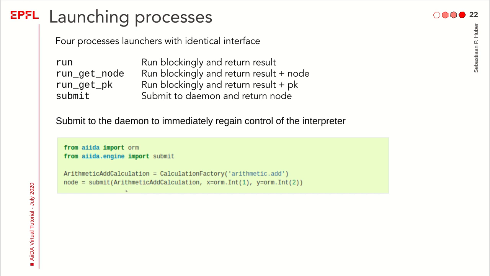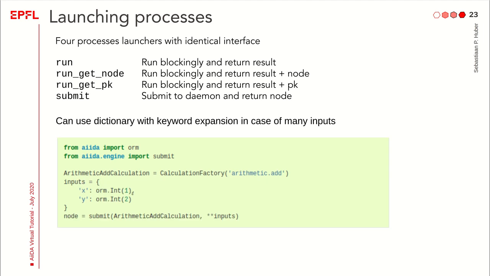Finally, there's submit. That's really completely different: submit will not start to run it in the interpreter, but will submit it to the daemon. And so as a result, what you get back is not the result, but the node. It's basically a future. At that point, it won't be done yet.